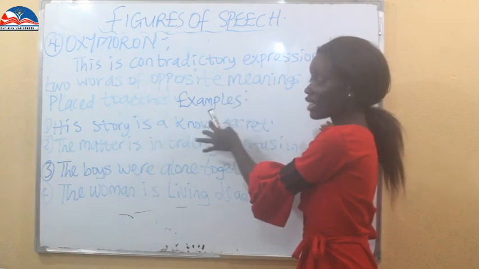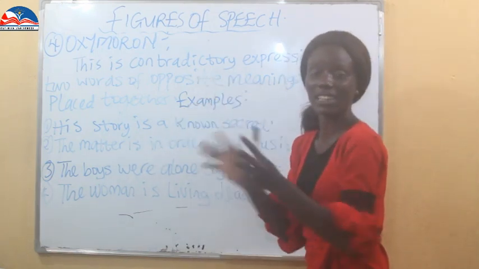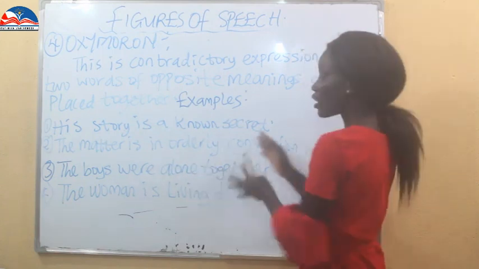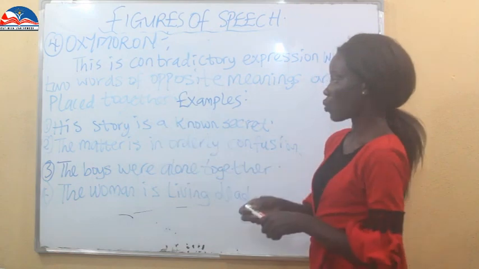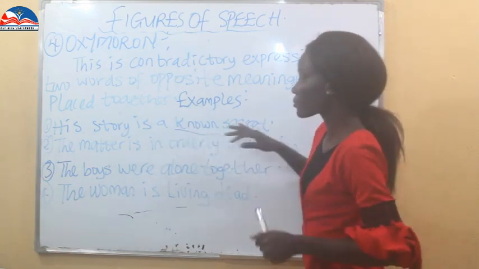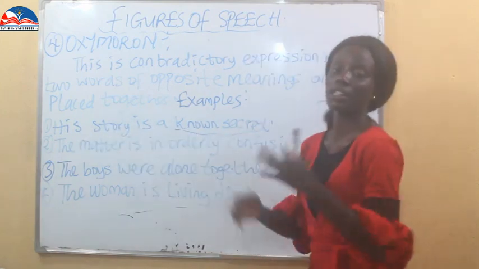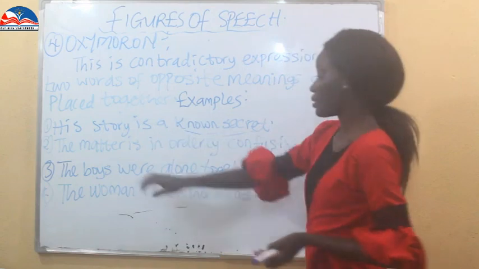The opposite of secret is what? Known. Then these two words are contradictory. They are placed together. Known, secret. This is oxymoron here, and this sentence is an oxymoron. Then we have the second one.